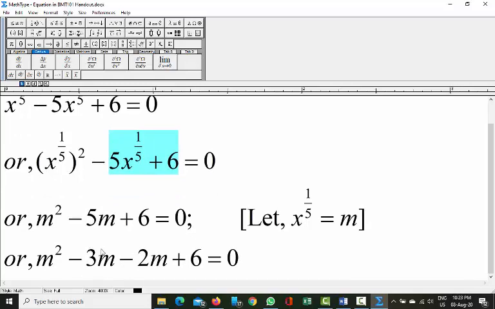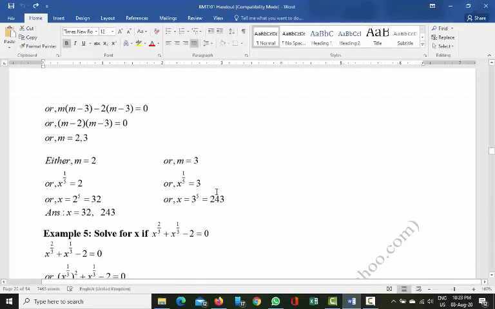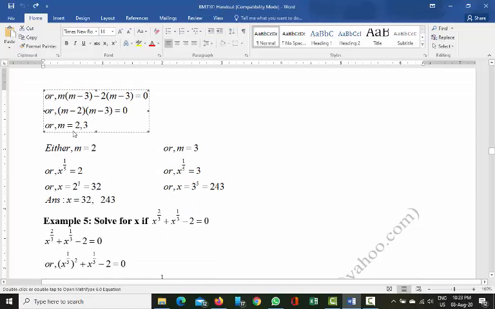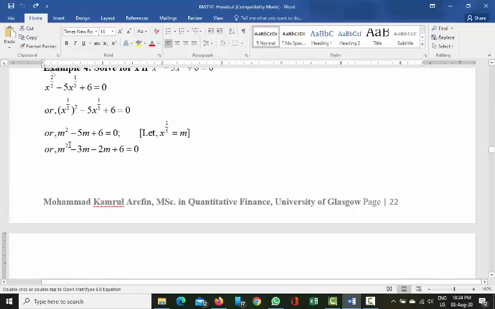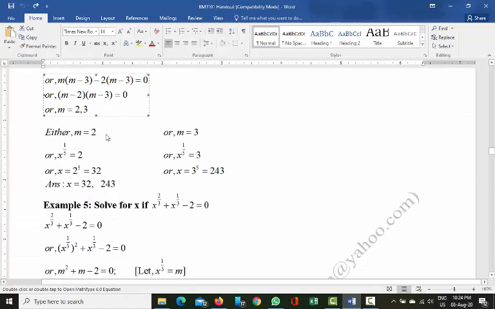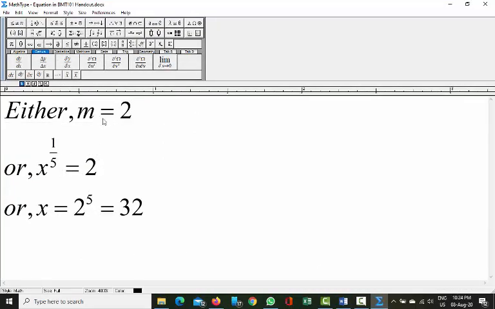We can do middle term break, or we can use a calculator, or we can use the formula to solve it. If you solve it, you will see the value of m is equal to 2 and 3. As I said before, you will get two values of m because this is a second degree equation, m square minus 5m plus 6. So you will get two values of m, which are 2 and 3. First we will take either m is equal to 2 or m is equal to 3. So first we will solve m is equal to 2.